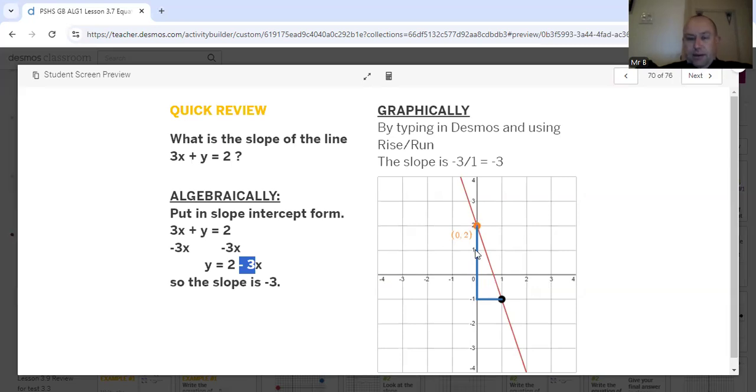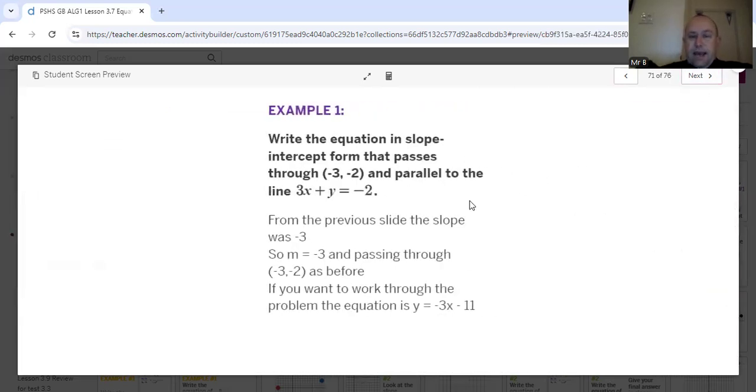Find 2 points that lie on the line. This goes down 3 and across 1, which equals -3. And I can pick out my answer from there as well. And that's important when we have this type of question. Write the equation in slope-intercept form that passes through this point and is parallel to this one. So that was why I did talk about what the slope of this line is, because that's what we need to answer this question. Here's my point.